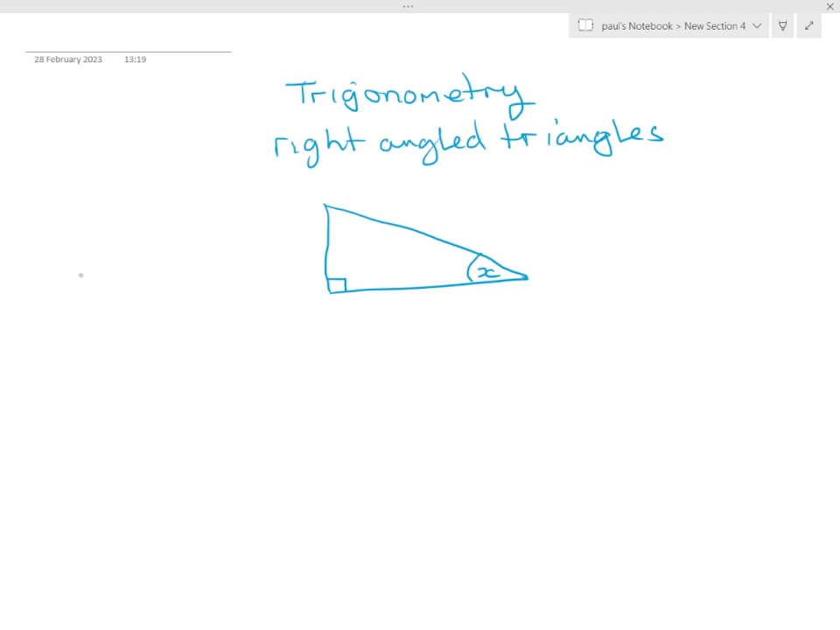So from the point of view of the angle here, this is the hypotenuse, and the hypotenuse is always the longest side. Doesn't matter where you are. If I was up there, angle Y, it would still be the longest side. But here, from X, if I look across the triangle, this is what we call the opposite side. And this one will be the adjacent side.